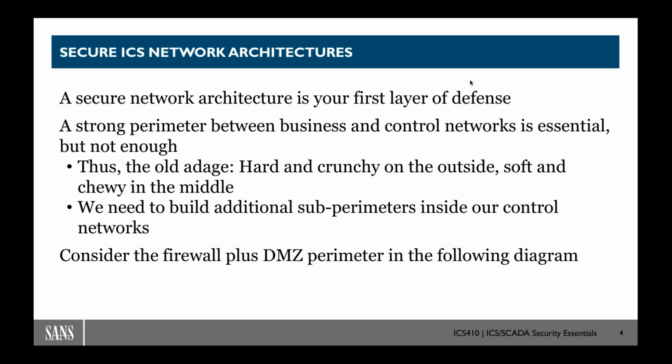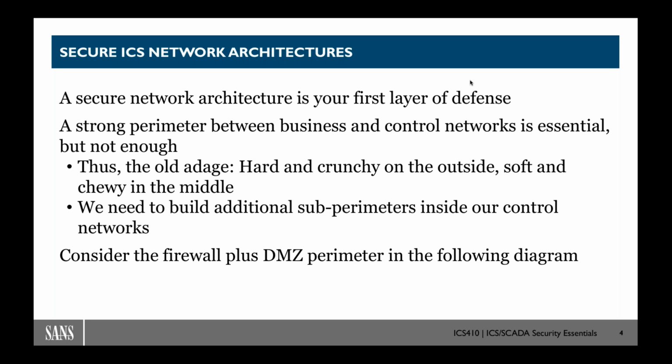And we want to do this with different layers, right? So our very first layer is that perimeter between the business and the enterprise, and our control networks. Our control network should be isolated from the business and the enterprise networks. Remember, hard and crunchy on the outside, soft and chewy in the middle. It's a joke that we often talk about inside of cybersecurity. For networks, just remember, there's no network more soft and chewy than a control network.